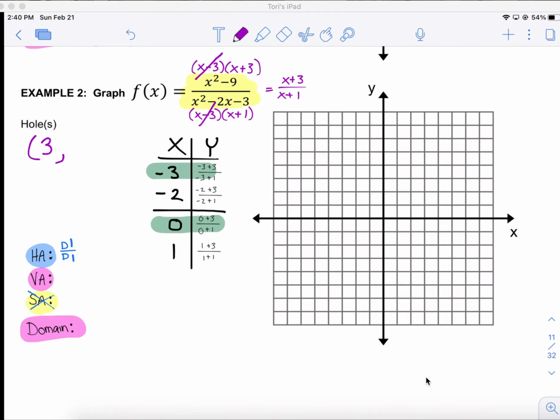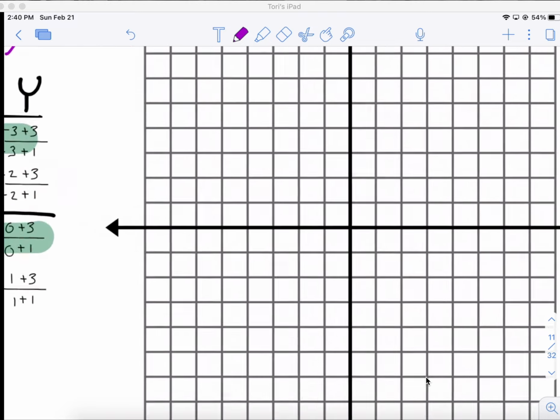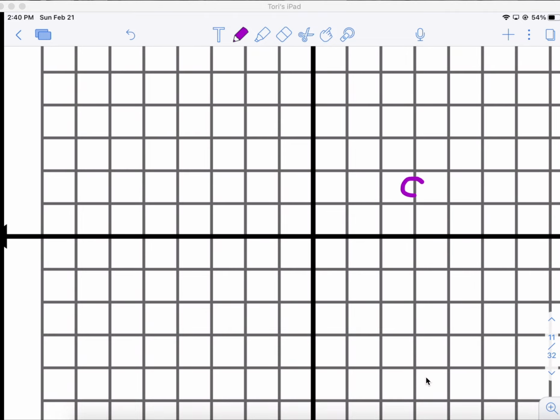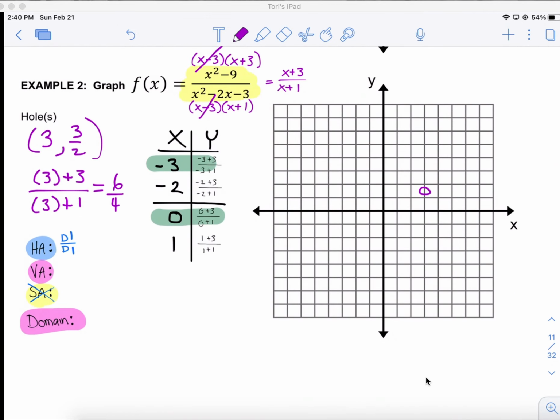So we are going to take that positive 3 and plug it into the problem that remains, okay? So 3 plus 3 on top, 3 plus 1 on bottom gives us 6 over 4, which is 3 over 2 if we simplify it. So right now I'm going to go ahead and go to that point, (3, 1.5). I'll put an open circle there right from the beginning, okay?